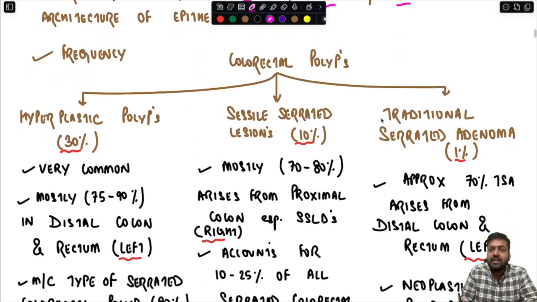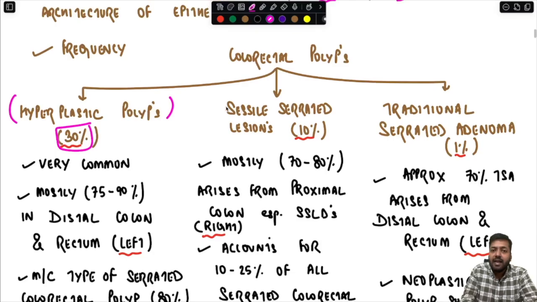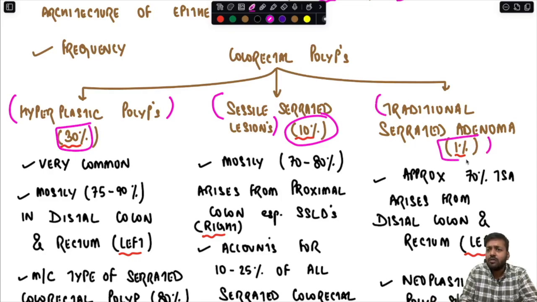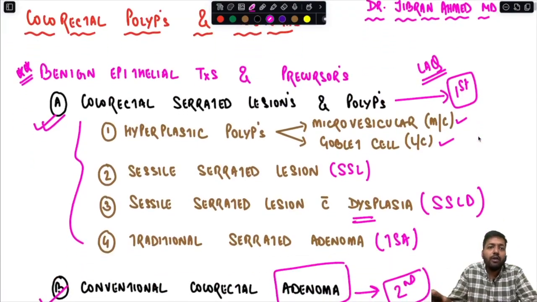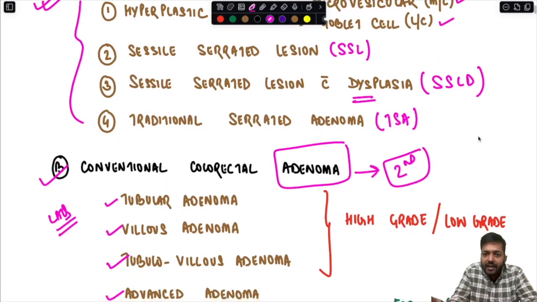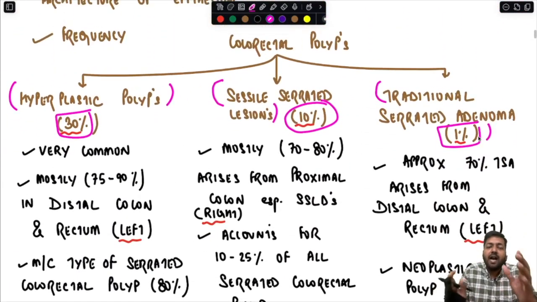Now if you look at the frequency of colorectal polyps as a whole, hyperplastic polyps constitute 30% of all colorectal polyps, sessile serrated lesions constitute 10%, and traditional serrated adenomas constitute only 1%. All colorectal polyps means what? Including everything, the colorectal serrated lesions and polyps, the adenomas and all the others. So among all colorectal polyps, hyperplastic polyps constitute 30%.